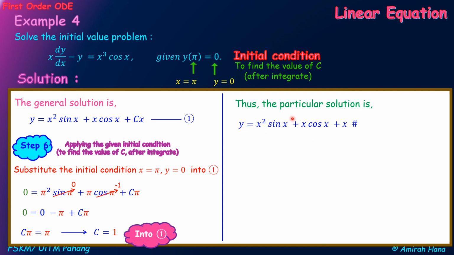This is the particular solution. The particular solution means we substitute the value of c into the general solution. Right? The general solution means we leave the final answer in terms of c, which means we do not need to find the value of c. But the particular solution means we need to find the value of c because we are given the initial condition. Right?